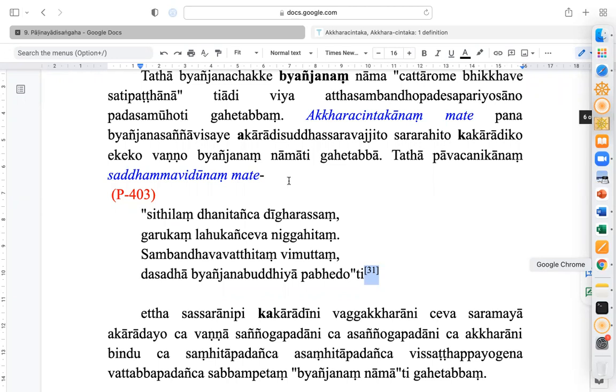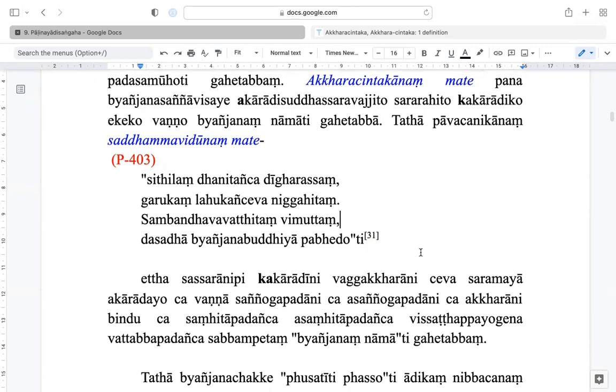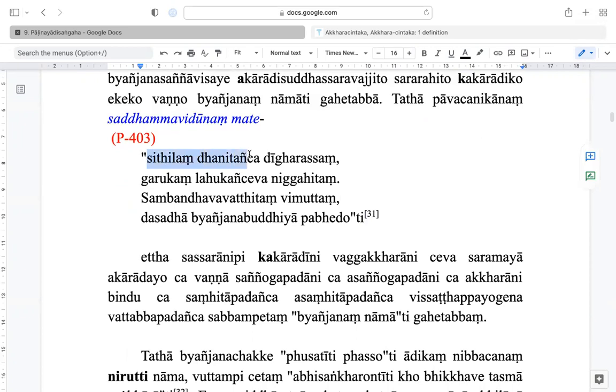So that is why the Sayadaw said, "Bawajani Kana Sadama Viduna Mate." Sitila means loose. So one set also we can see. Here Sitila and Danida is a set of 2. And Diga and Rasa also a set of 2. Karuka and Lahuka also a set of 2. And Sambanda and Wawutida also a set of 2. And Negahida and Wimoda also a set of 2. One pair. So at that time we can remember easily and we can understand the meaning easily.